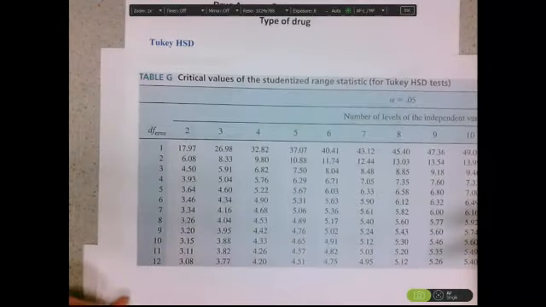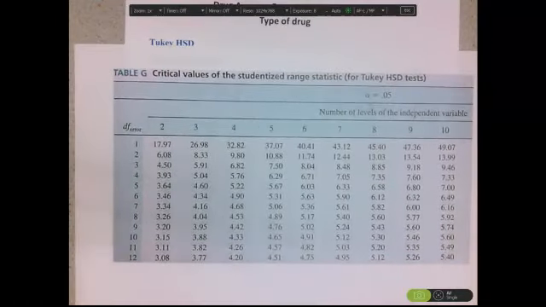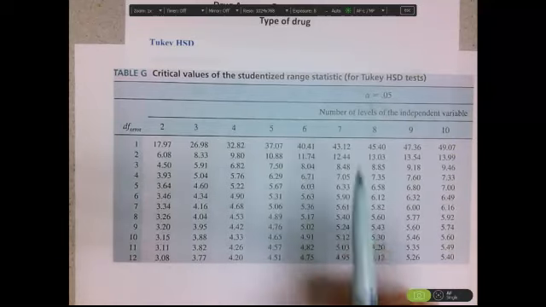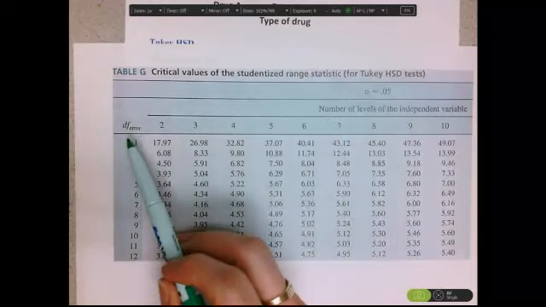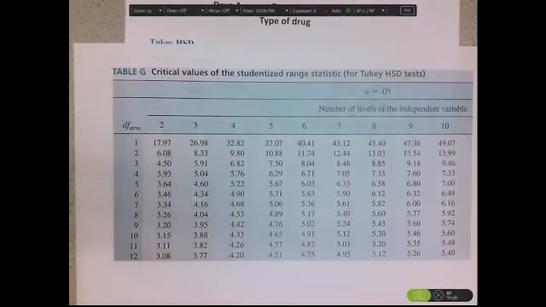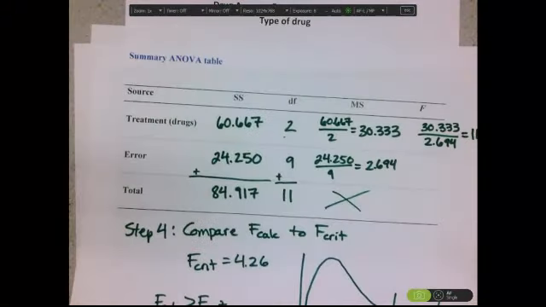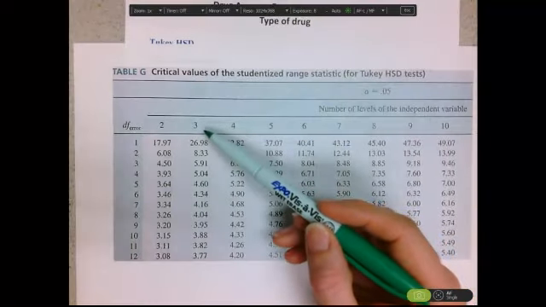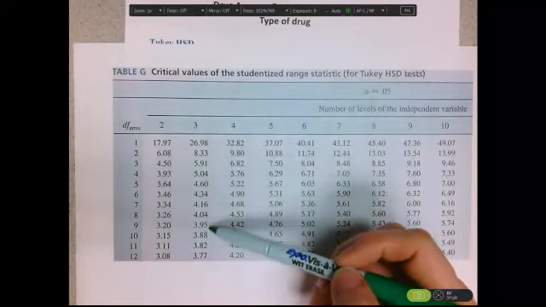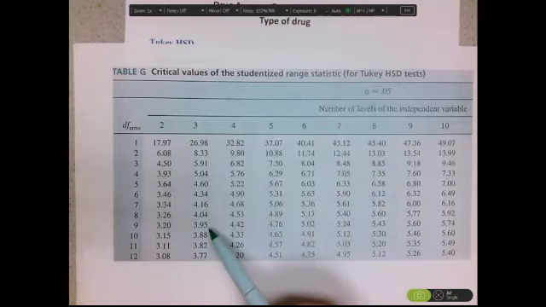And we look at table G, and when we look at table G, up at the top we're looking at the number of levels of the independent variable, and we have 3 different levels of our independent variable. We have 3 different drugs, and our degrees of freedom error we have in our table that we put together. So our degrees of freedom error is 9. So we have 3 levels of our independent variable, our degrees of freedom error is 9, so our critical value is 3.95.